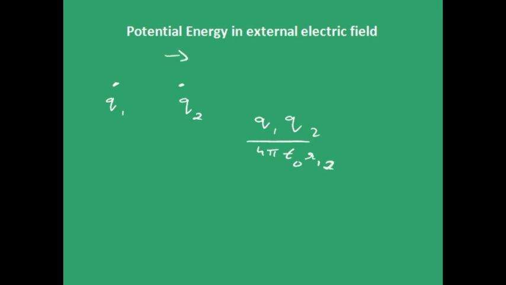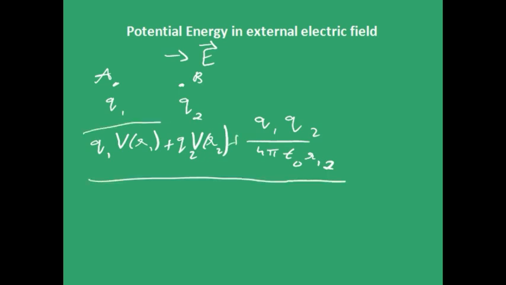Now if these two charges are placed in an external electric field, you just have to take the effect of this external electric field into consideration. Here the potential energy varies. Now what I'll do, I'll calculate the potential V1 at the point A due to this electric field only, which is VR1, and multiply it with the charge Q1. Similarly, I'll multiply the charge Q2 with the potential VR2 at this point B due to this external electric field. Now, if I add these three terms, this gives me the net potential energy of this system after taking the external electric field into consideration.